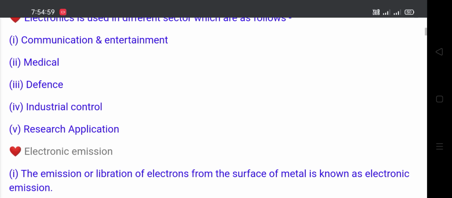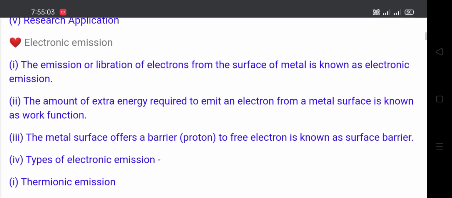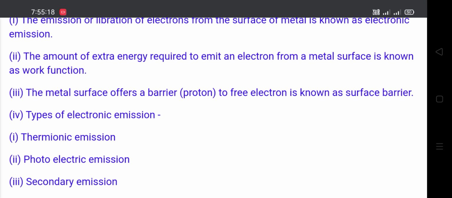control and research application. Electronic emission. The emission or liberation of electron from the surface of metal is known as electronic emission. The amount of extra energy required to emit an electron from a metal surface is known as work function. The metal surface offers a barrier to free electron is known as surface barrier.